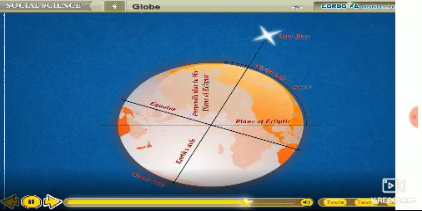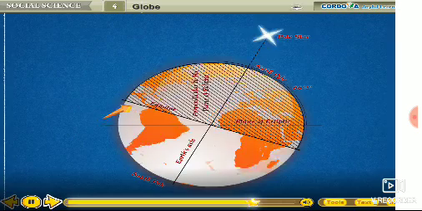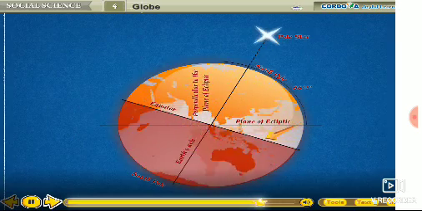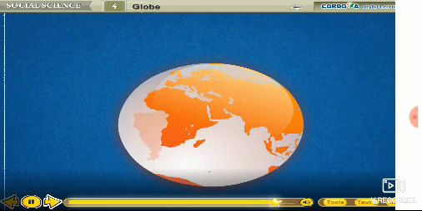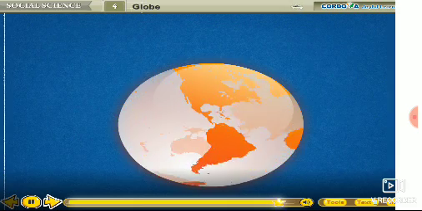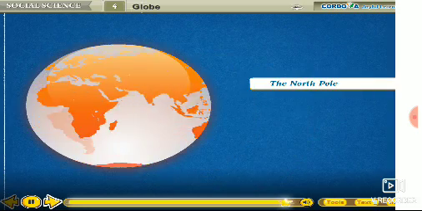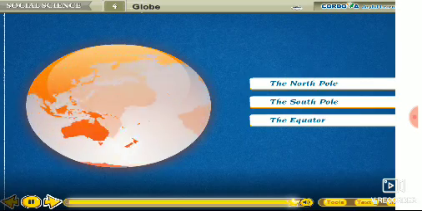The part of the Earth above the equator is called the Northern Hemisphere. The part of the Earth below the equator is called the Southern Hemisphere. India is in the Northern Hemisphere while Australia is in the Southern Hemisphere. Thus, there are three reference points for describing the location of a place on the surface of the Earth. Number 1, the North Pole. Number 2, the South Pole. Number 3, the equator.